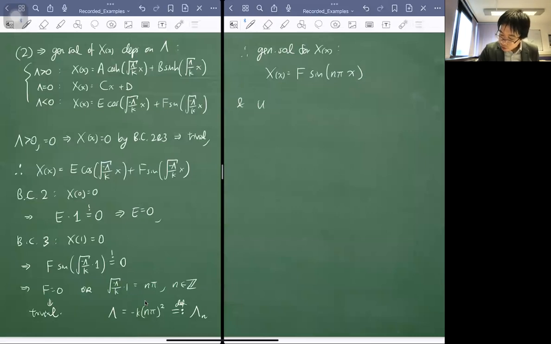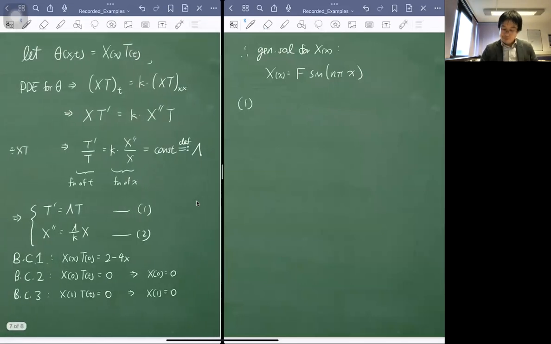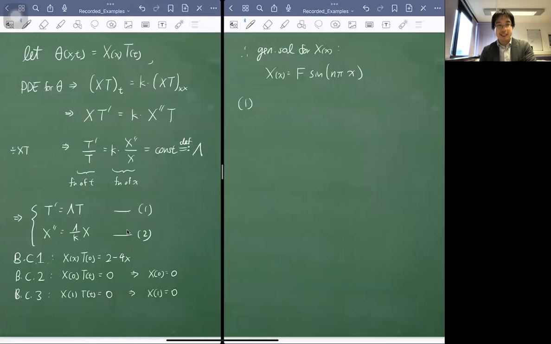And for theta, you need to multiply these together. Well, this was X(x) times T(t), but because there are multiple solutions over here, you want to do a linear combination. But before we do that, let's solve what T(t) is first. So we go back to equation 1, because this one is solved.